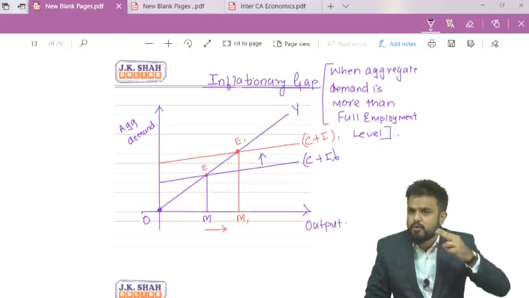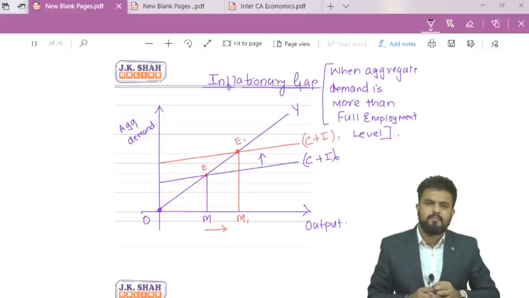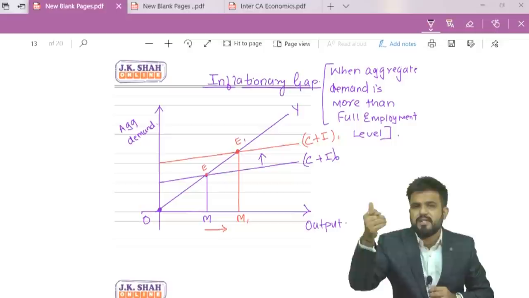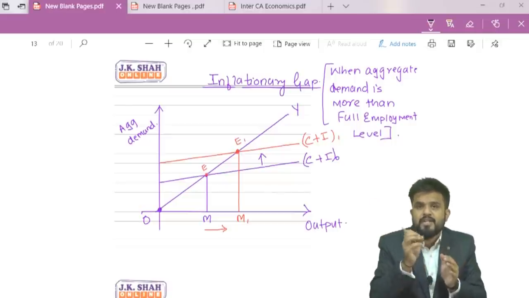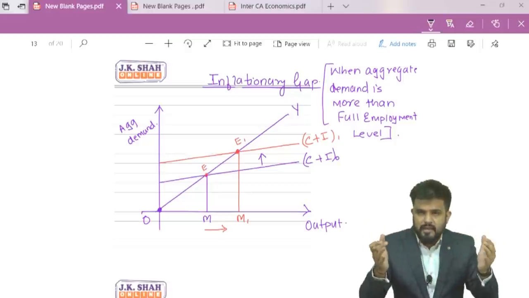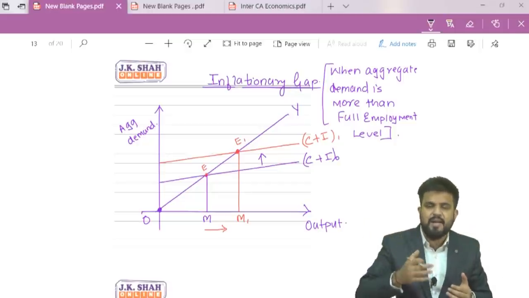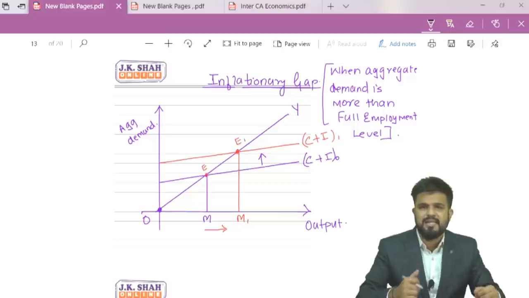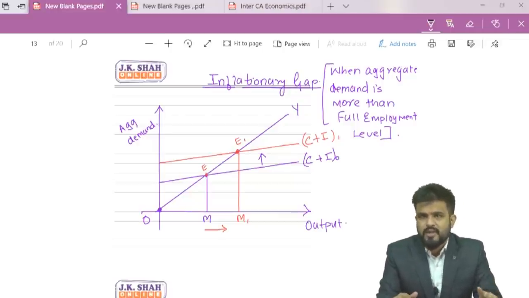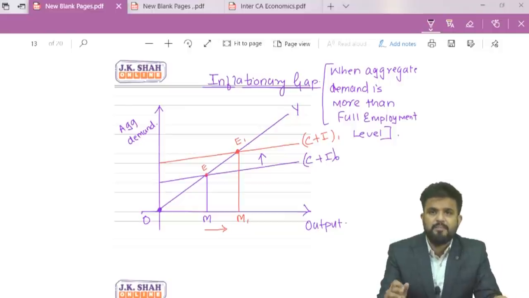Now, exactly opposite of deflation is inflation. Inflation is rise in price of goods and services. More money chasing few goods. People have money, but in the market, the supply, the quantity of goods available is less. So students, the opposite of deflation is inflation. Deflation was fall in price, inflation is rise in price.